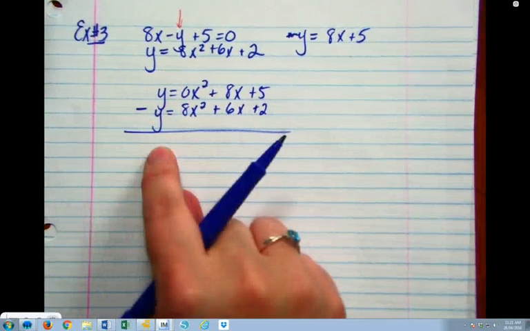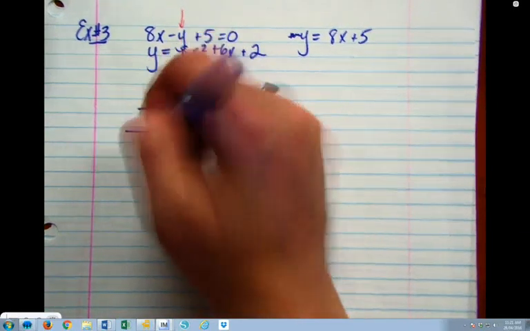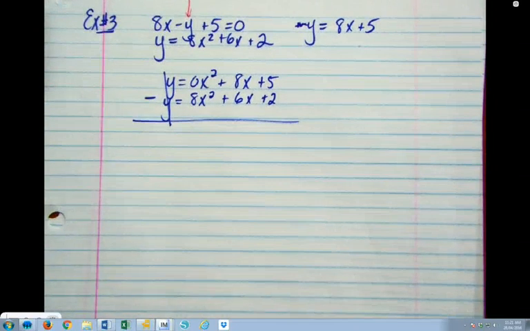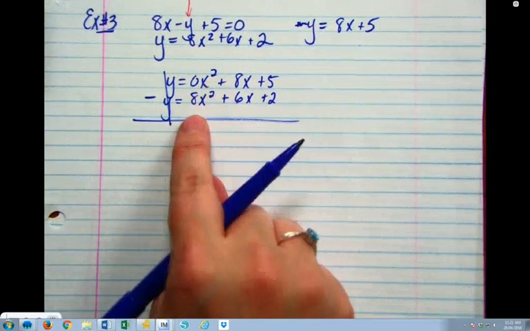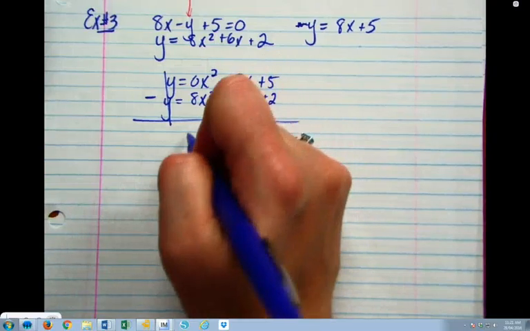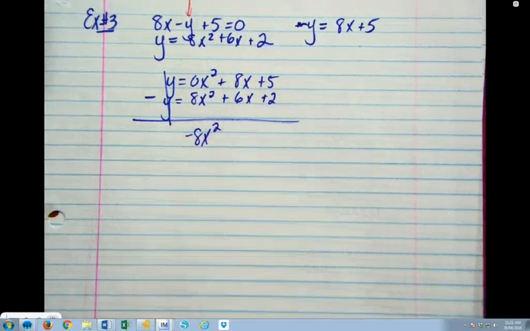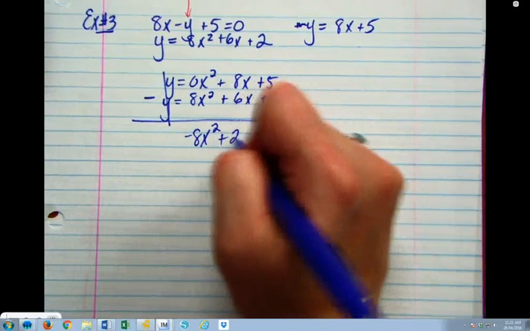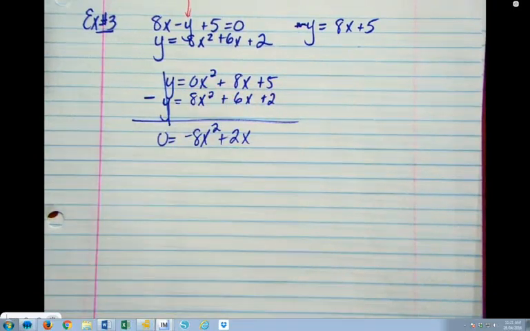Okay, so y minus y cancels, which is the whole point of what we're doing. 0x squared minus 8x squared. 8x minus 6x. And 5 minus 2.